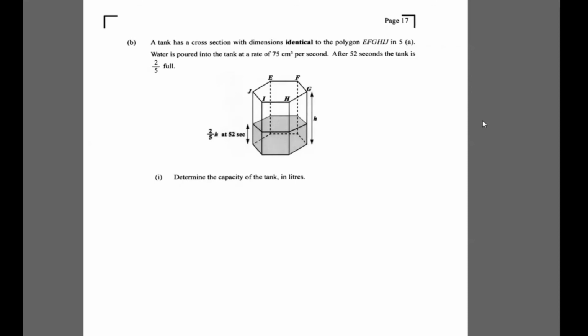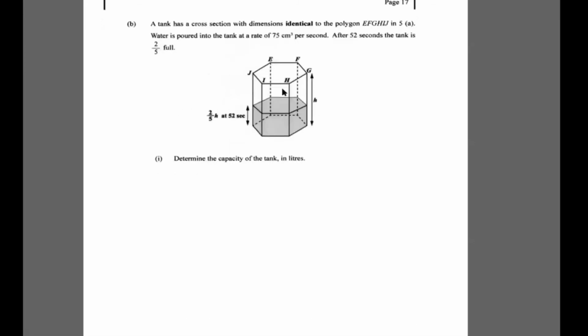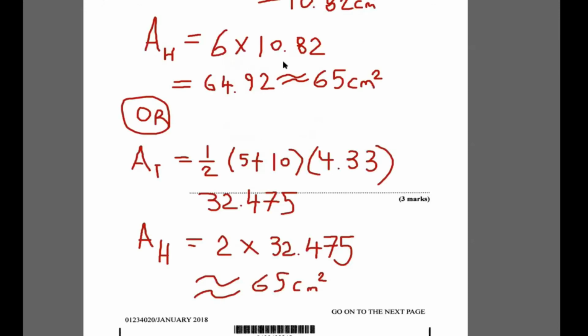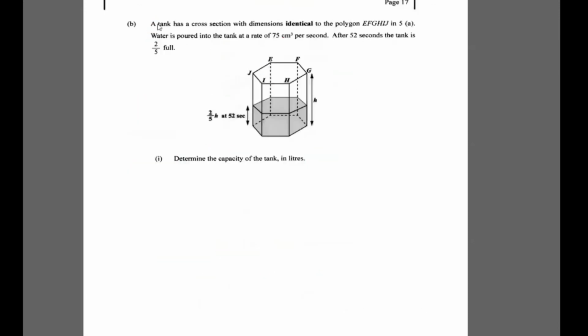All right, this looks like a pretty nice question. Let's work on this now. It tells us that this cross section is identical to the polygon around here. So remember, we found that the area of this cross section is already 65 centimeters square. So we can write that down, that the area of the cross section right here is 65 centimeters square. We know this.